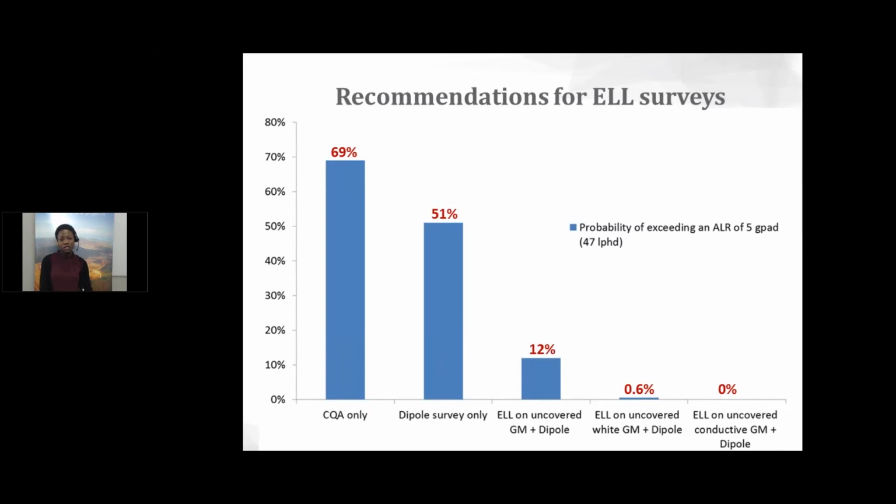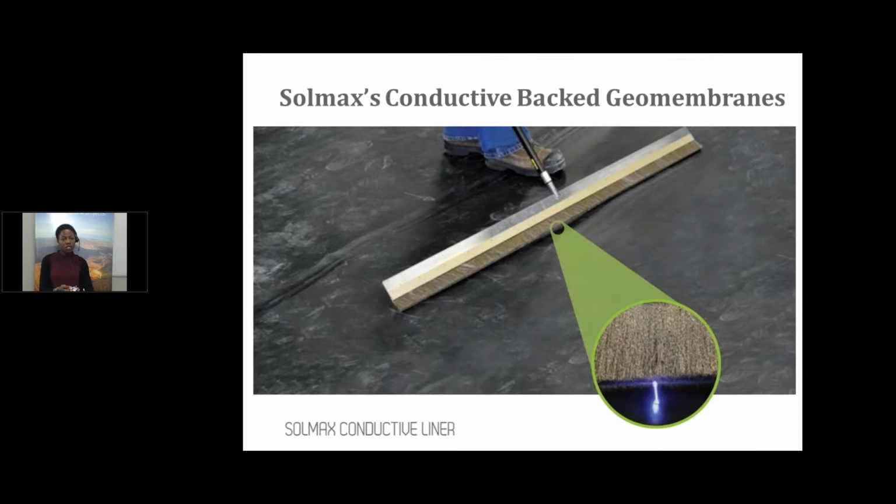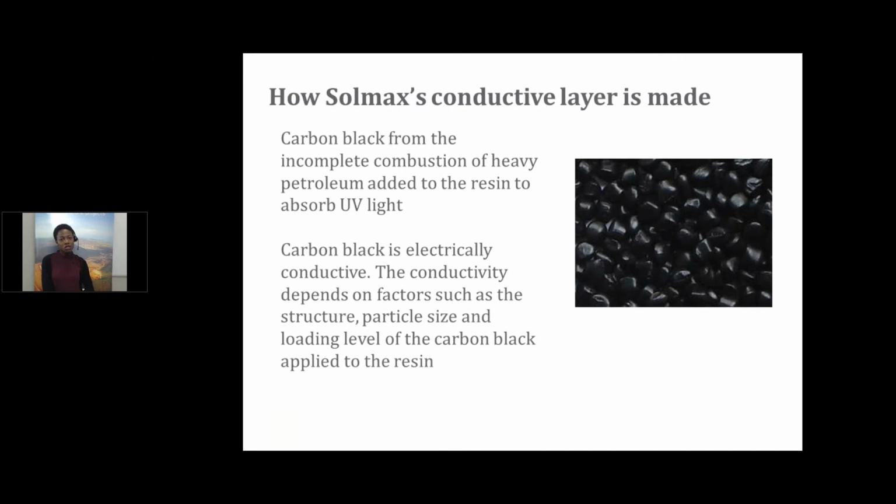So now I'll talk about Solmax's conductive back geomembrane, and here is a picture of spark testing being done and the distinct spark that comes out when the survey wand goes over a leak. How do we make the conductive layer of our geomembranes? We use carbon black. Carbon black is added to polyethylene geomembranes because polyethylene is susceptible to ultraviolet light degradation when exposed to sunlight. So carbon black is added so that it can absorb all of that UV light and prevent the UV light from attacking the polymer chains to prevent degradation. Now, carbon black is conductive on its own, and the actual conductivity depends on how you manipulate the structure of the carbon black, the particle size, and the loading level of the carbon black in the production process.